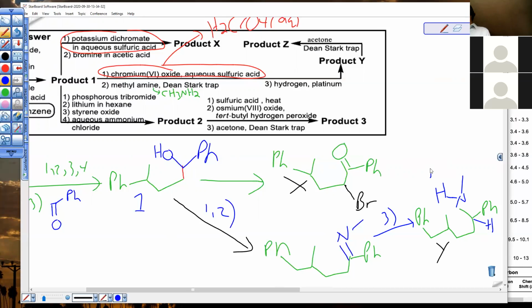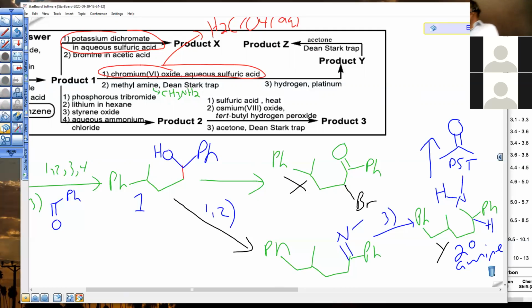There's a lot of stuff happening over and over again. Secondary amine right here. Secondary amine reacts with aldehydes or ketones to make enamines. Enamines. Make sure these don't look like they're hitting each other.